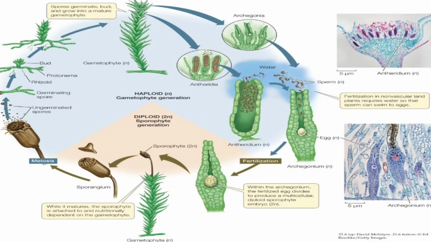In order for fertilization to occur in non-vascular land plants, it requires water so that sperm can swim to the eggs. After that, within the archegonium, the fertilized egg divides to produce a multicellular diploid sporophyte embryo. While it matures, the sporophyte is attached to and nutritionally dependent on the gametophyte. When the sporophyte matures, it will release spores. Therefore, spores will germinate and bud and grow into a mature gametophyte again and again.